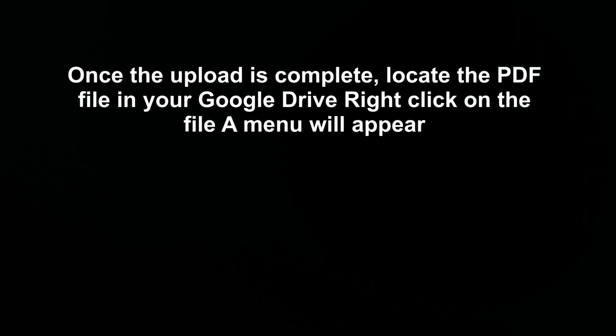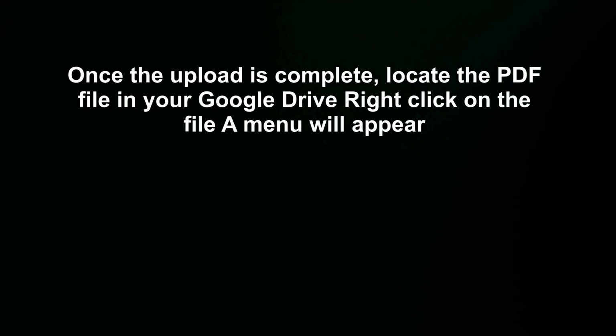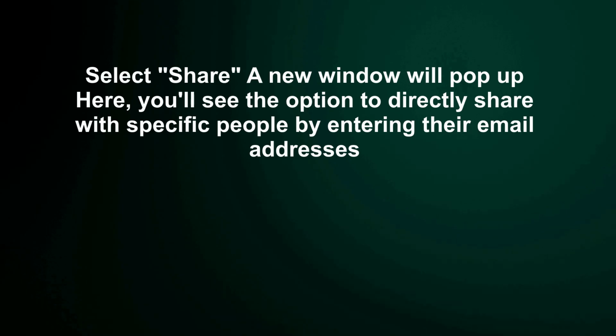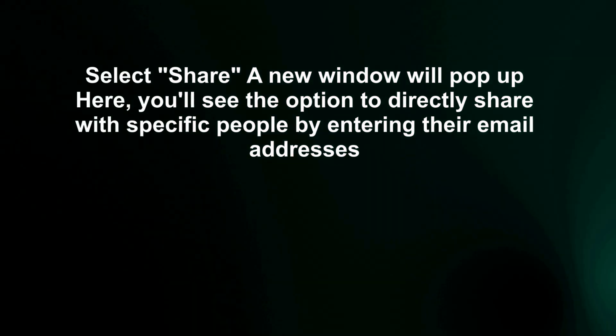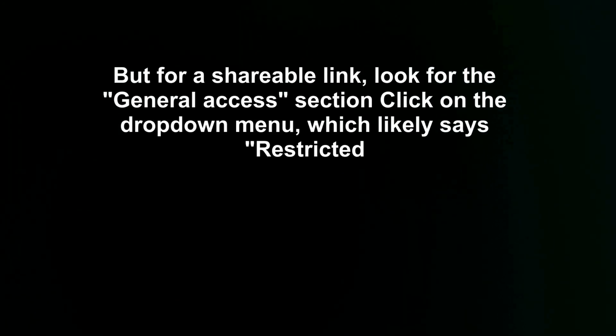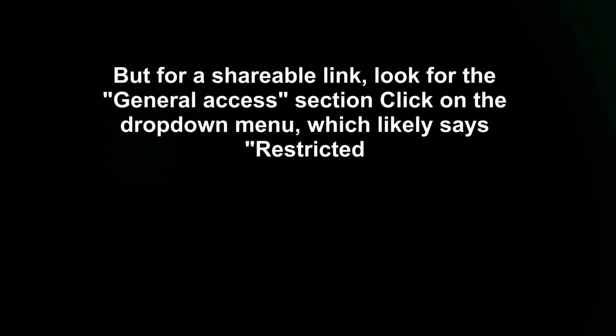Once the upload is complete, locate the PDF file in your Google Drive. Right-click on the file. A menu will appear. Select Share. A new window will pop up here. You'll see the option to directly share with specific people by entering their email addresses. But for a shareable link, look for the General Access section.